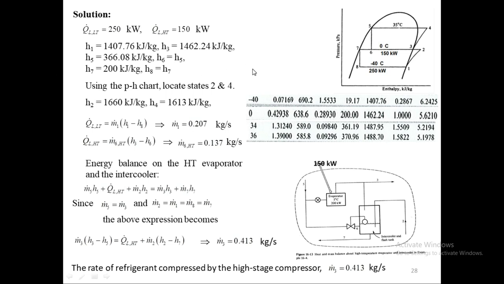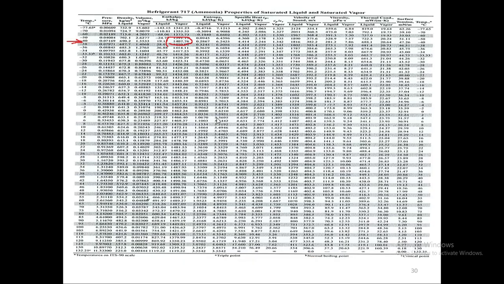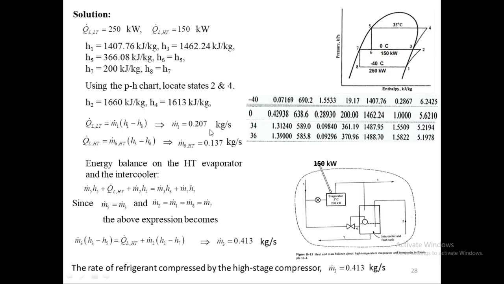H3 is again HG at 0 degree centigrade, 1462. As you can see, it is 1462. We're going to write here, at 0 degree centigrade, let me pick up my pen with a different color. There you go. Right here is the 0 degree centigrade, and we are looking at 1462. If you can see it, it is 1462.24. So I have copied it, made it a little larger here. So that is our H3, 1462.24 kilojoule per kilogram.